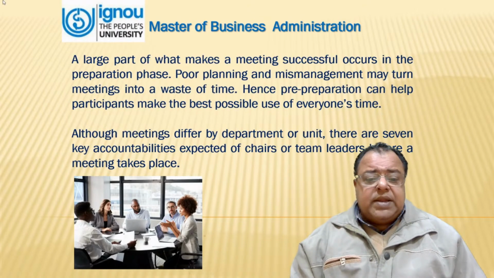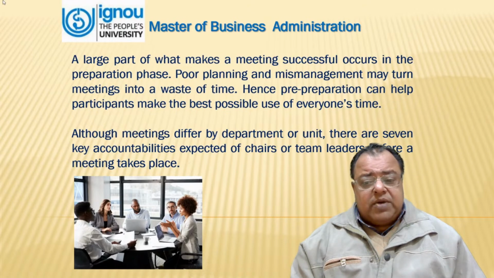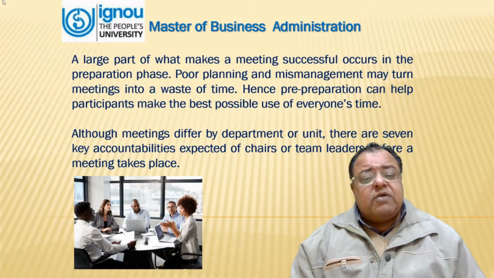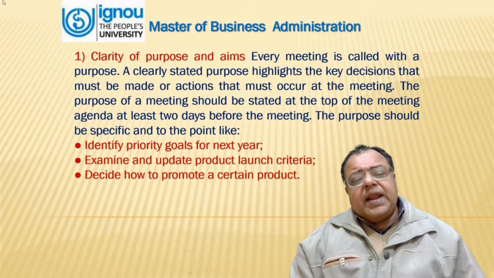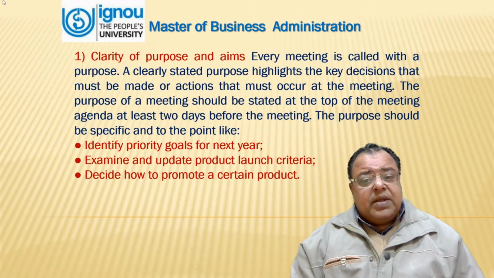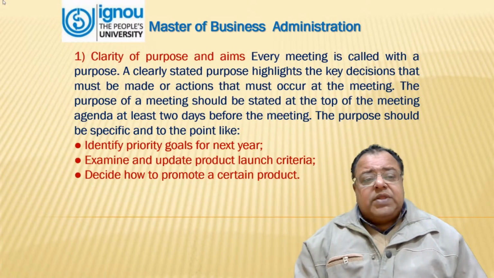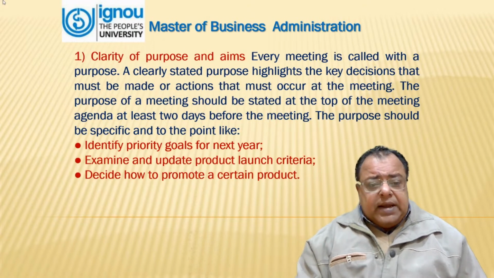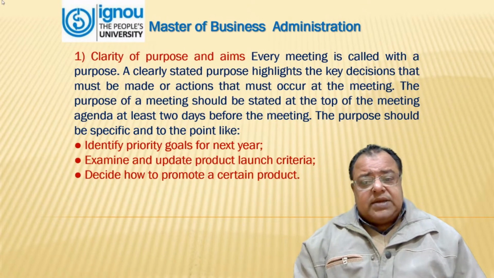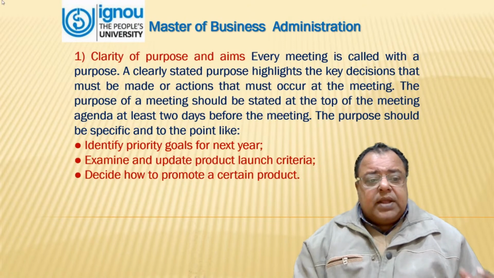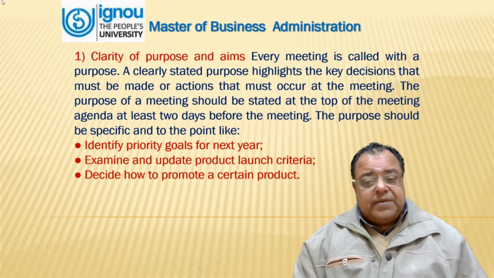Although meetings differ by department or unit, there are seven key accountabilities expected of chairs or team leaders before a meeting takes place. They are clarity of purpose and aim. Every meeting is called with a purpose. A clearly stated purpose highlights the key decisions that must be made or action that must occur at the meeting.